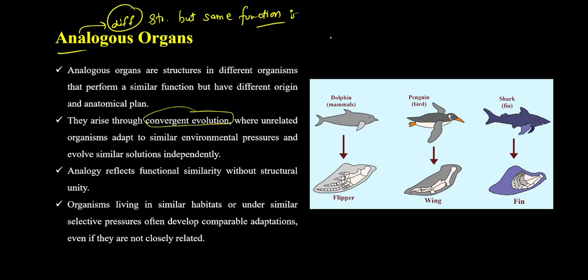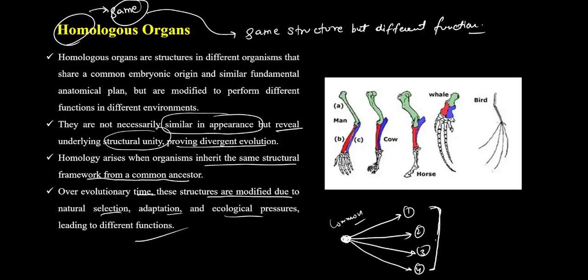It means all these species have adapted themselves according to the environmental pressure, and shows the convergent evolution. This type of evolution is convergent evolution, right? Homologous organs show divergent evolution. This was divergent evolution. These are the diverging rays, okay? Divergent evolution.